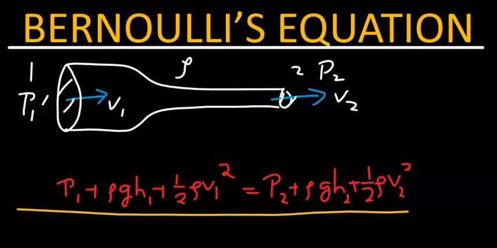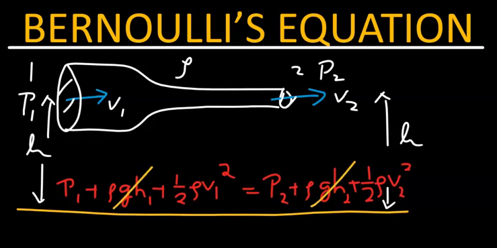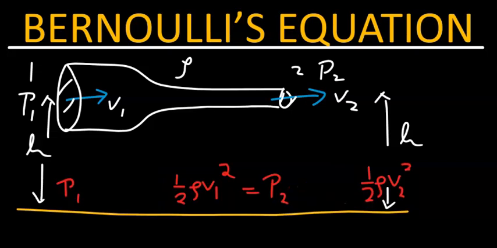However, since the cross-section 1 is situated at the same height as cross-section 2, the following equation will not have that term. It will just cancel out because H1 equals H2. And the Bernoulli's equation for this particular system reduces into the one shown below. P1 plus half ρ V1 squared equals P2 plus half ρ V2 squared. Now let's get to the problems.